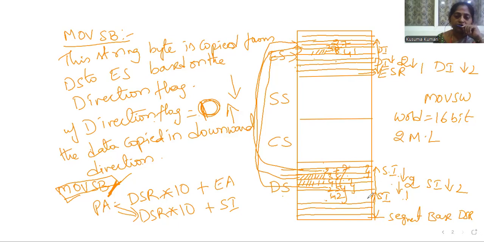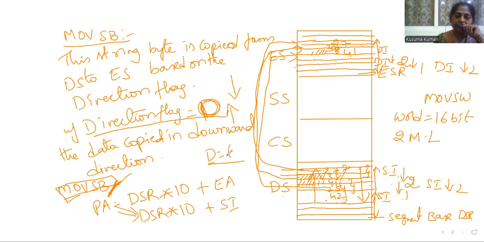Now the source index is incremented by 1, and here also the destination is incremented by 1. Now the second byte is copied here. So that means first 42, 25, 41, 38, 27. That means the data is copied in the upward direction. Previously, when the direction flag is equal to 1, the data is copied in the downward direction. That means first 27, next 38, 41, 25, 42, like this. That is the difference between direction flag equal to 0 and direction flag equal to 1.